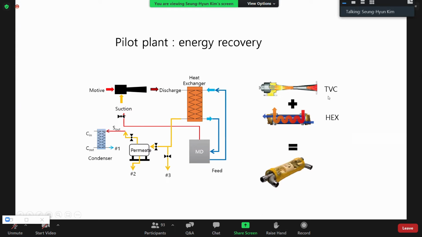In this pilot plant, we installed energy recovery devices. This is a thermal vapor recompressor. This one supplies heat energy to operate the MD operations. This thermal vapor compressor has 2 heat sources. One is motive steam, the other is suction steam. This suction steam comes from membrane distillation. So in membrane distillation, you produce steam, and part of the steam is sent to the TVC, so that we can save the steam to operate these MD operations.